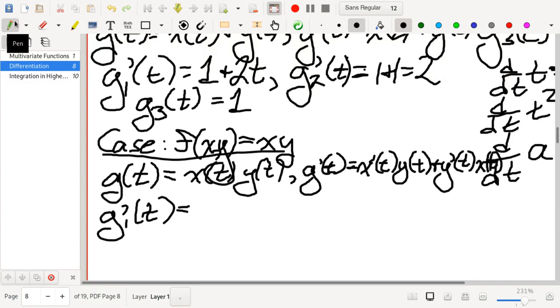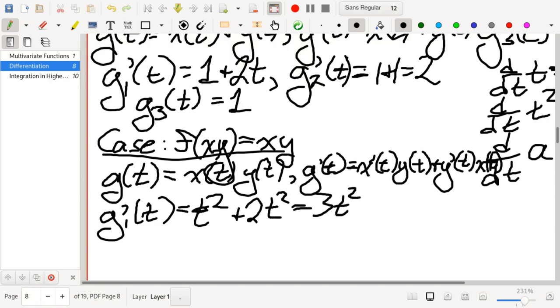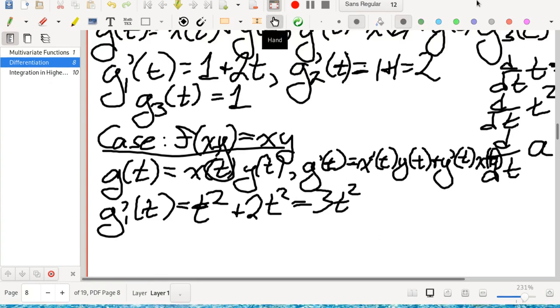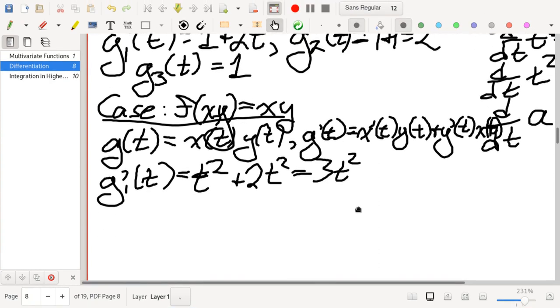Okay, the derivative of x is going to be 1. And y of t is t squared. So we get t squared. All right, and then plus y prime of t, which is going to be 2t, times x of t, which is t. So we get t squared plus 2t squared, which is 3t squared. Isn't that what I just came up with? I don't know. But it's right, whatever it is. Okay, so that's g1 prime of t.